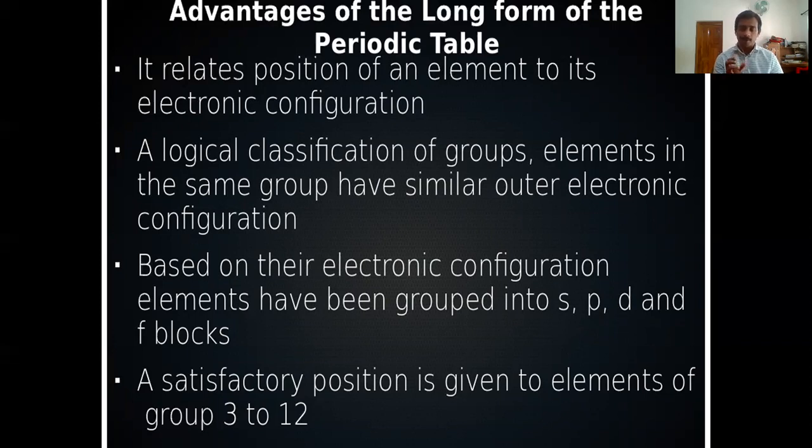So from the electronic configuration, we can clearly say which is the group of the element and which is the period of the element. Already we discussed the case of sodium. 3s1 is the outermost electronic configuration, so we can say it belongs to first group, and 3 is the outermost shell, so we can say it belongs to third period. So this periodic table relates position of an element to its electronic configuration.